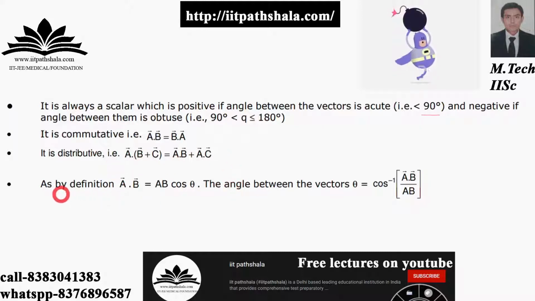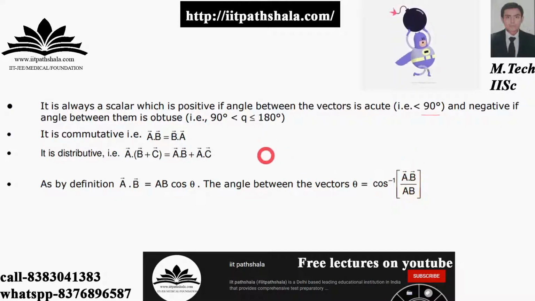As per the definition, a dot b equals ab cos theta, where a and b are the magnitudes of vectors a and b, and the angle between them can be calculated as cos inverse of a dot b upon the magnitudes a b.